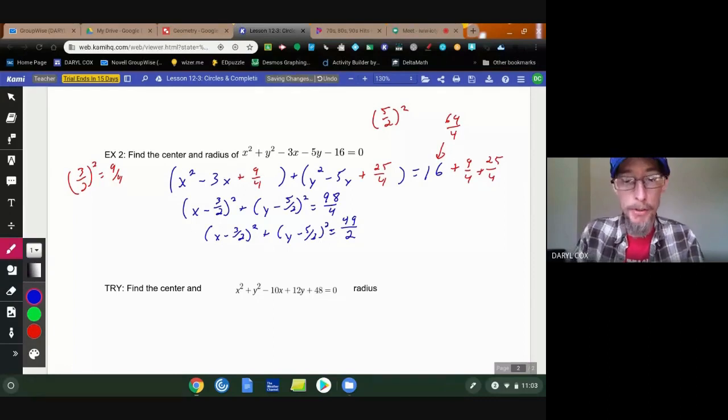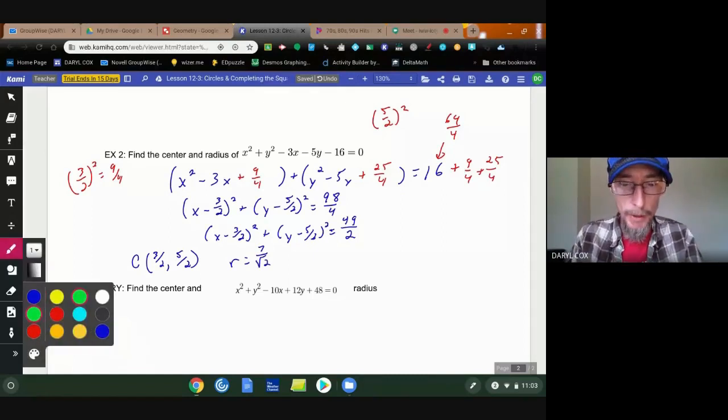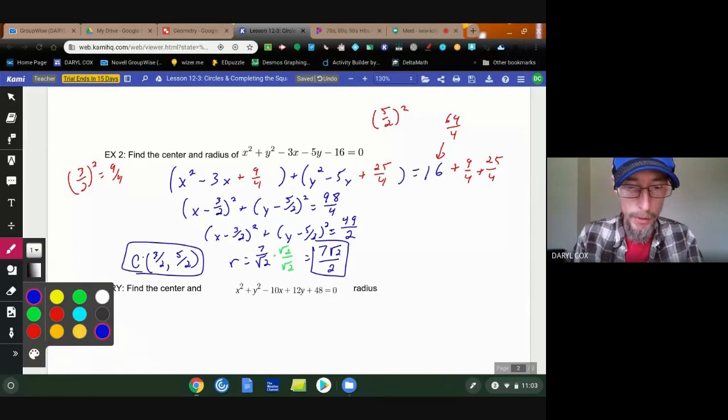So what are the center and the radius? The center, very easy. 3 over 2, 5 over 2. My radius, square root of 49 is 7. Square root of 2 is just square root of 2. But wait a minute, we can't leave a square root in the denominator. So I'm going to multiply by radical 2 over radical 2. So that's going to give me a radius of 7 square root of 2 over 2. So radius, center. Okay?